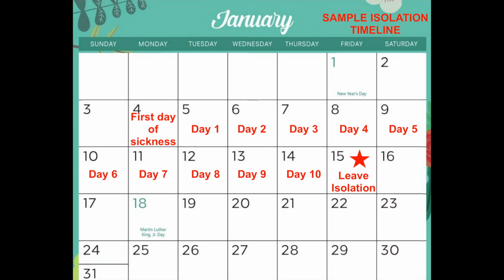On this slide, you will see a sample timeline for someone that has tested positive for COVID. This person first became ill and had symptoms of COVID on Monday, January 4th. Once they tested positive for COVID, the CDC guideline states that they need to isolate for 10 days. As you see, the first day of isolation is the next day, or in this case, Tuesday, January 5th.